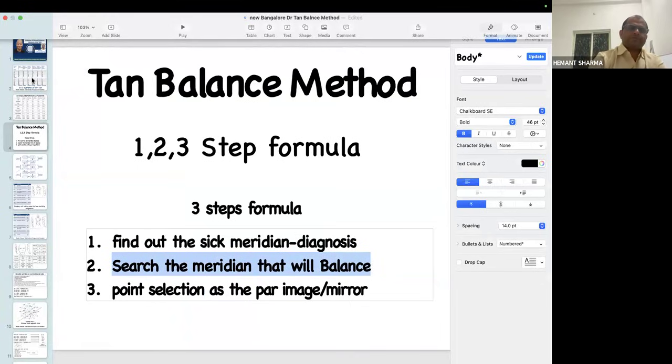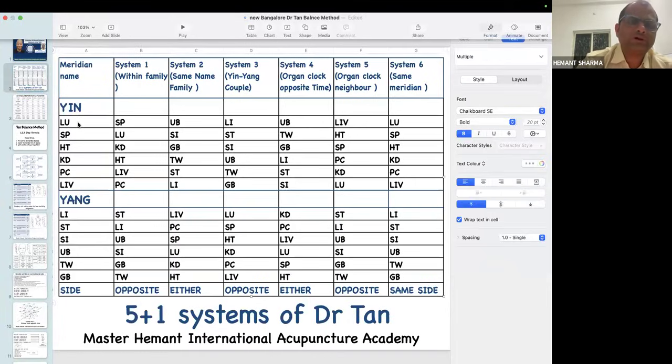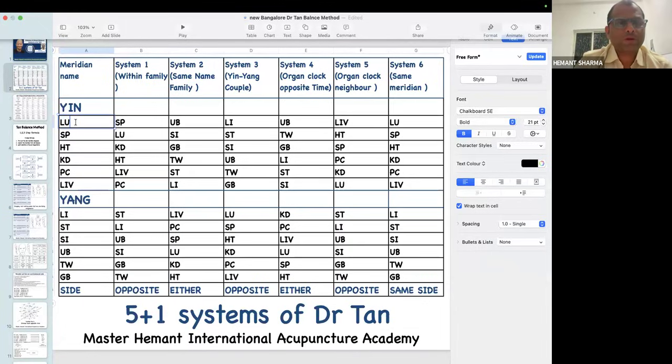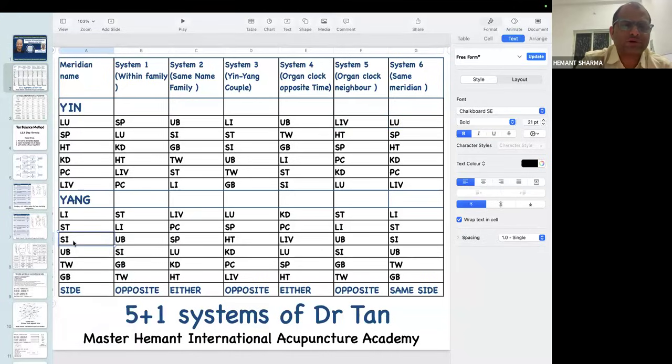Then we'll come to this table. Okay, coming to this table. Suppose lung is having some problem. So lung can be balanced by 1, 2, 3, 4, 5, 6 meridian. In the same way, you take any meridian. Suppose a small intestine is having some problem. This is small intestine. So small intestine can be balanced by 1, 2, 3, 4, 5, 6 meridian. So this is called step number 2.